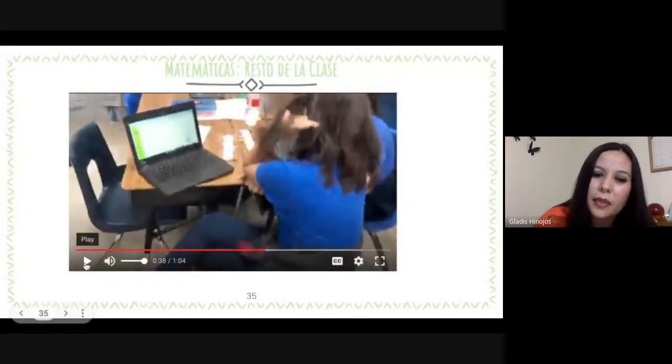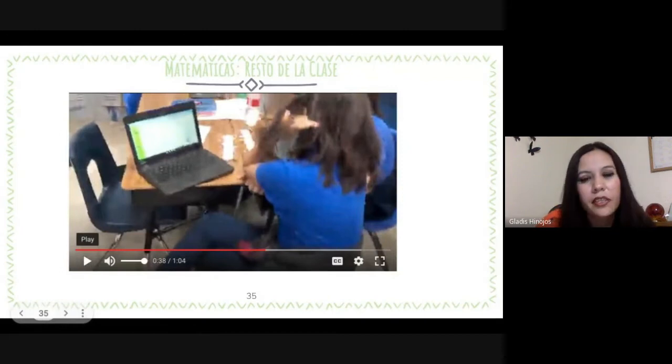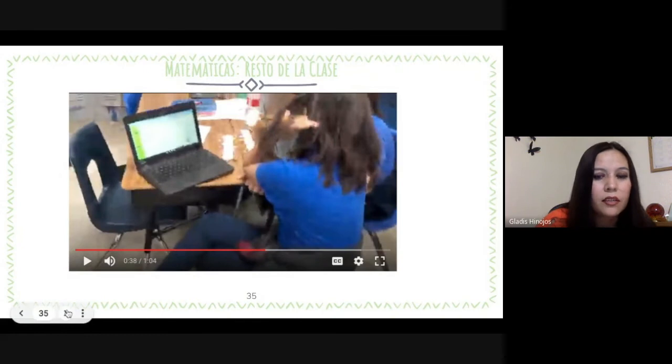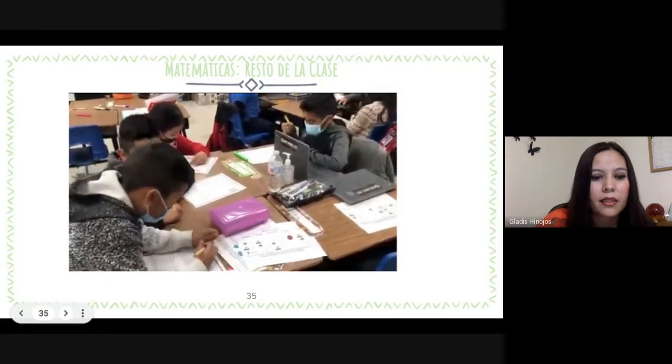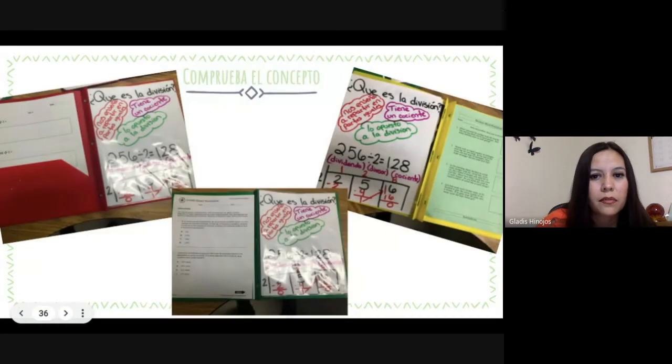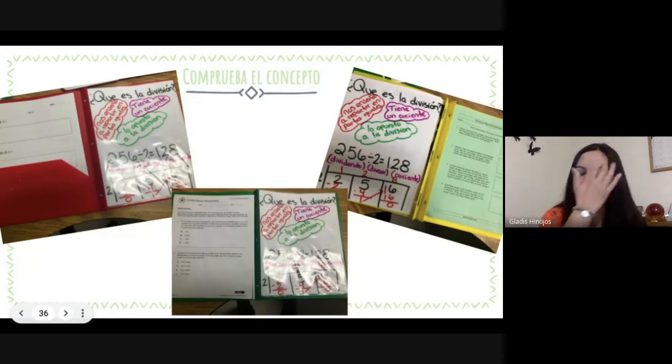So as you can see, some of them are working on their tier station, some of them are working on Education Galaxy, some of them are working on the skill. So everybody had a choice. Okay, and this is the same thing, the folder. After they finish their tier station, then they have to work on that folder.